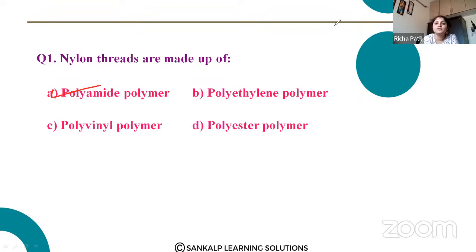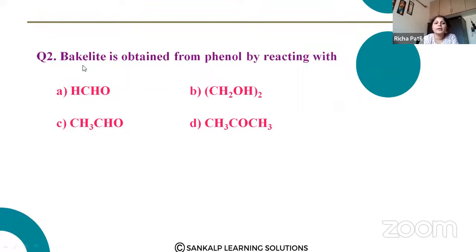We'll go for the next one. Bakelite is obtained from phenol by reacting with what? What are the monomer units of bakelite? Yes, it is A. Correct. Good, Asha, Amrita, Kumar. So you need to remember the monomers of each polymer, because questions like these are asked. Bakelite is prepared on reacting phenol with formaldehyde. Correct, good. Many have answered correctly. We'll go for the next one.